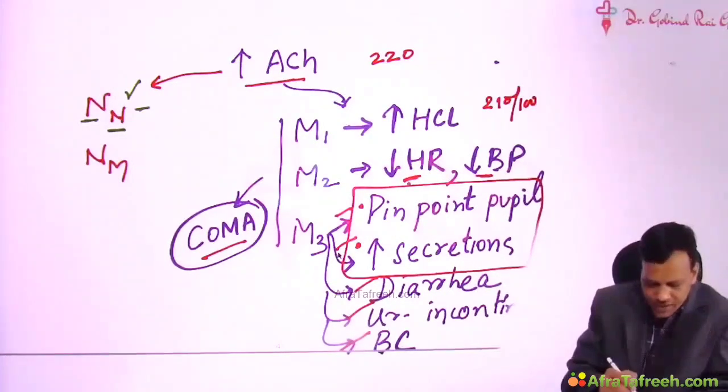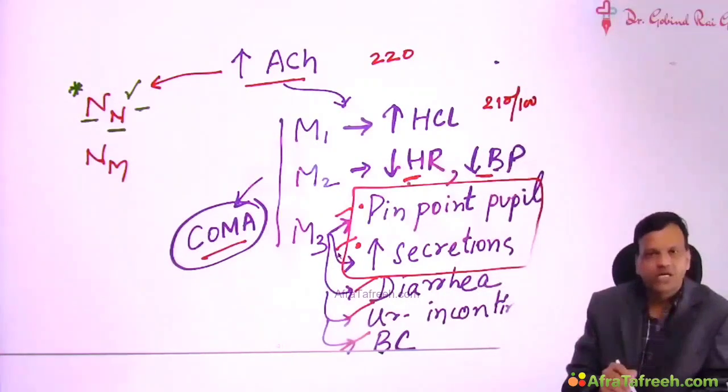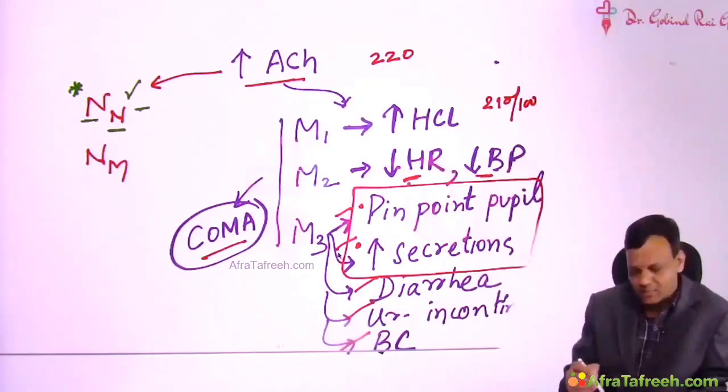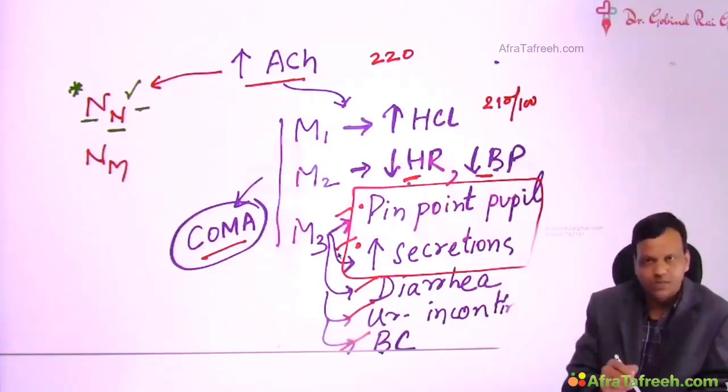Remember, normally this feature does not come. The reason is NN receptor stimulation requires a very high dose as compared to stimulating any other receptor. So it is rarely possible, but it is possible. So that feature can come.